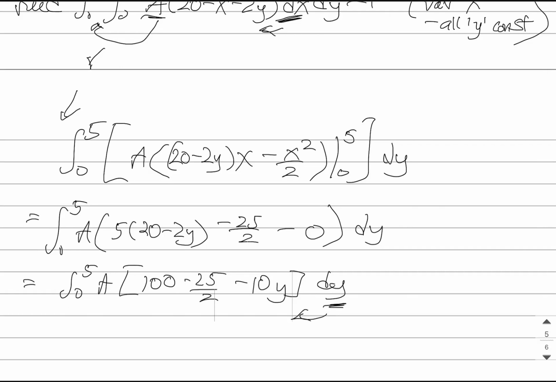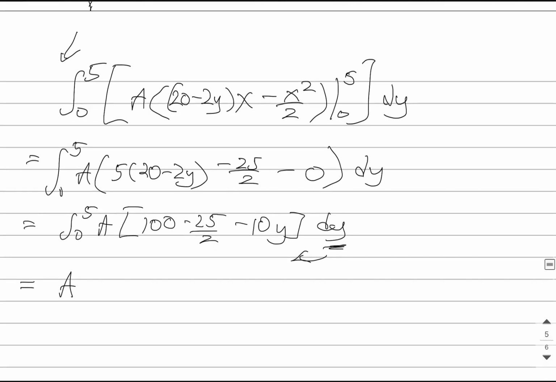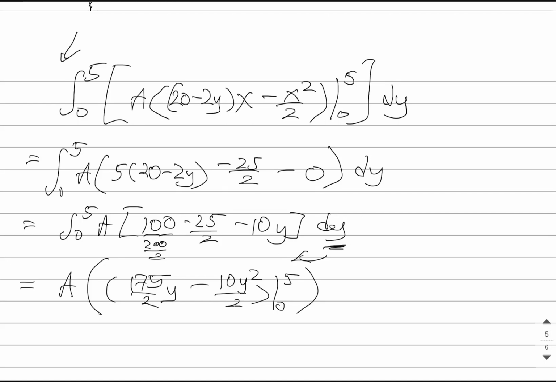Now we perform the integration with respect to y. So we'll get our constant a popping out. 100 is the same as 200 over 2. This is the same as 175 over 2. And because this is a constant, when we anti-differentiate it, we'll get a y minus 10y squared over 2. This will all be evaluated from 0 to 5. So we'll have a times 175 times 5 over 2 minus 5, because the 10 and the 2 will just give us a 5, times 5 squared.